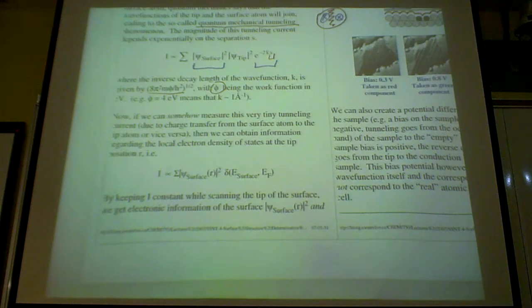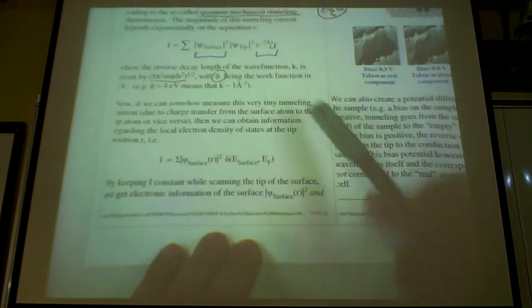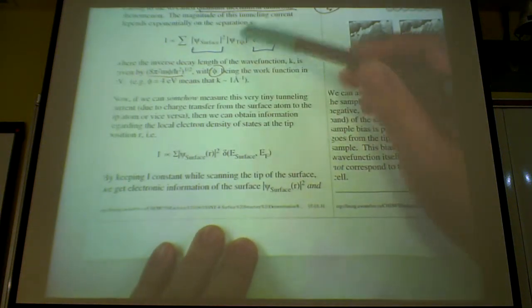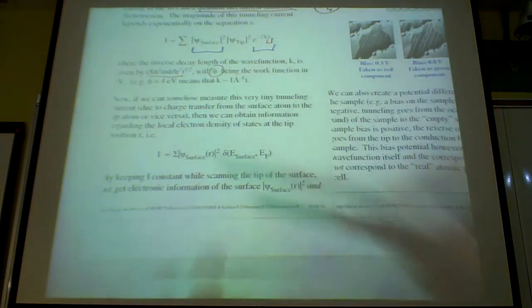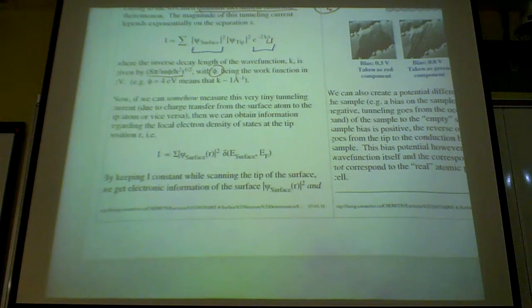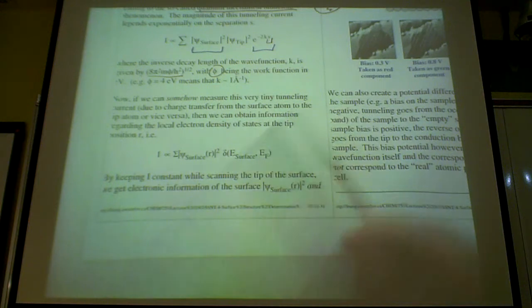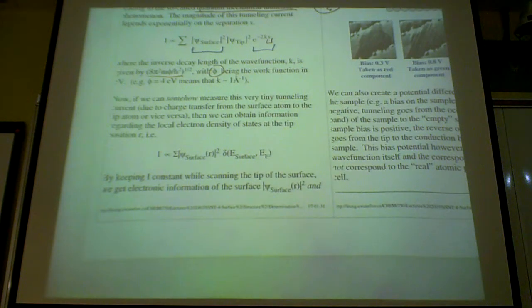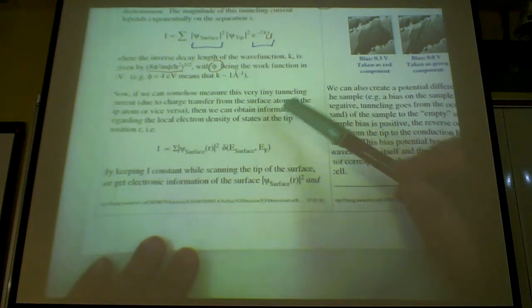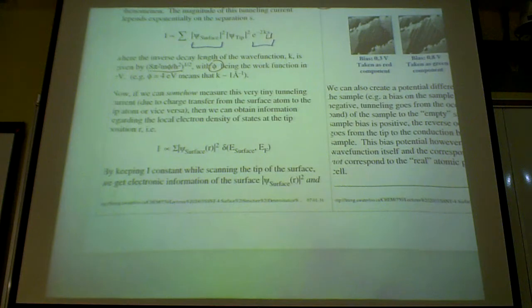Okay, so now if you can somehow measure this, the idea is that this is the overlap, this is the current. If you can somehow measure this really tiny amount of current, due to charge transfer between the surface and the tip, then how do you move charge? You have to apply a small bias to move the electron. Then we can obtain the so-called local density of states.